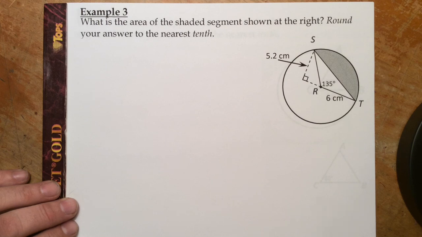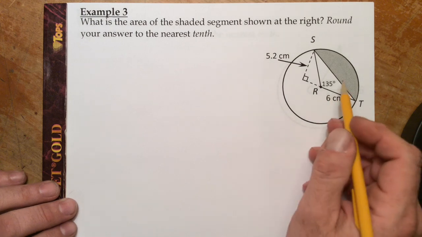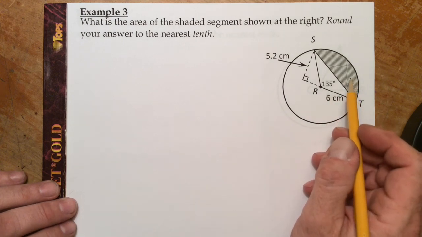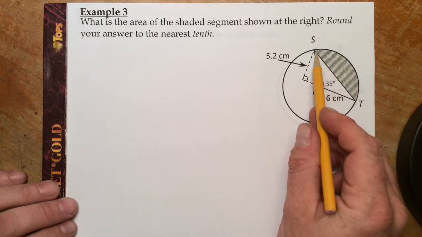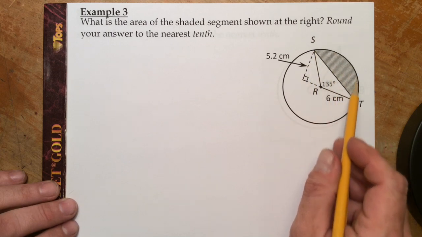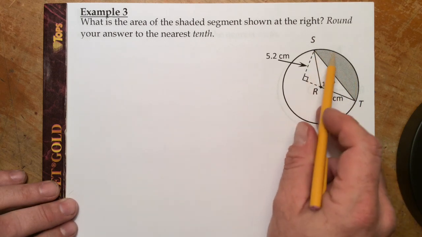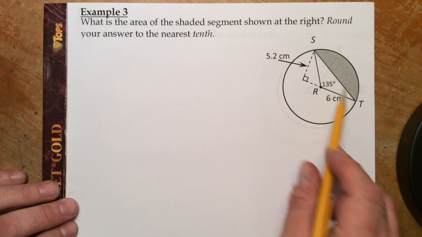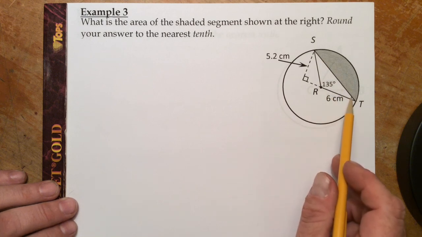Example 3. What is the area of the shaded segment shown at the right, or the circle segment? Round your answer to the nearest tenth. Okay, recall from the notes that a circle segment is the section of the circle in between an arc and a chord. So this shaded area right here would be called the circle segment, or the segment of a circle.